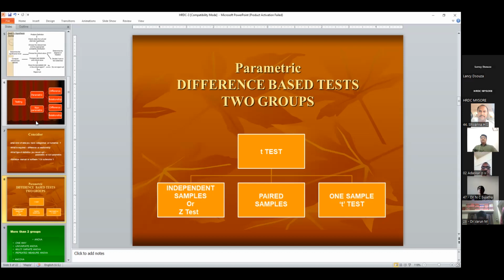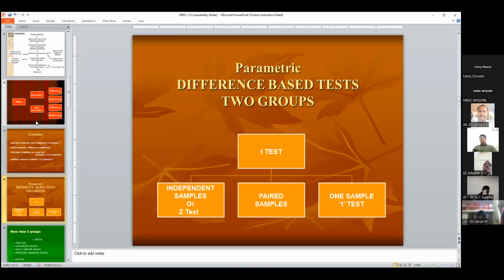Or on a very simple level, if you talk about attitude towards mobile usage, urban parents and rural parents: parents from urban areas versus parents from rural areas. So you have two distinct groups drawn randomly from the population. Then you can apply an independent samples t-test. So the idea is two groups drawn randomly.